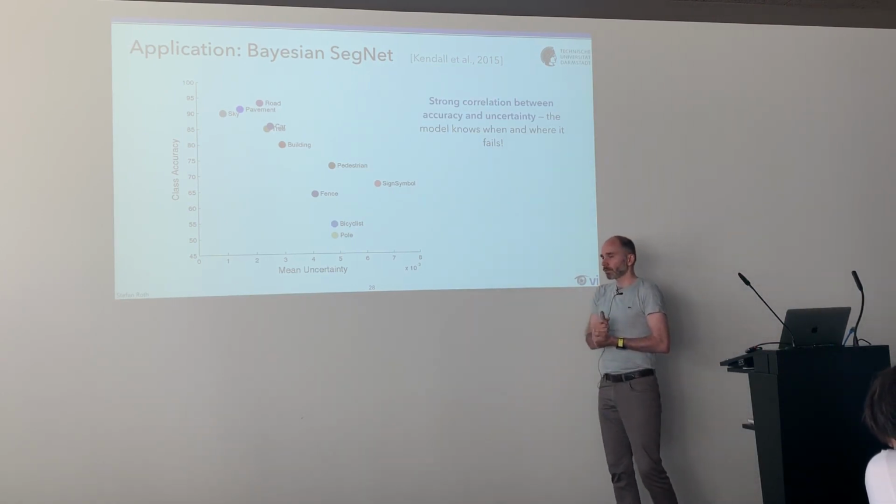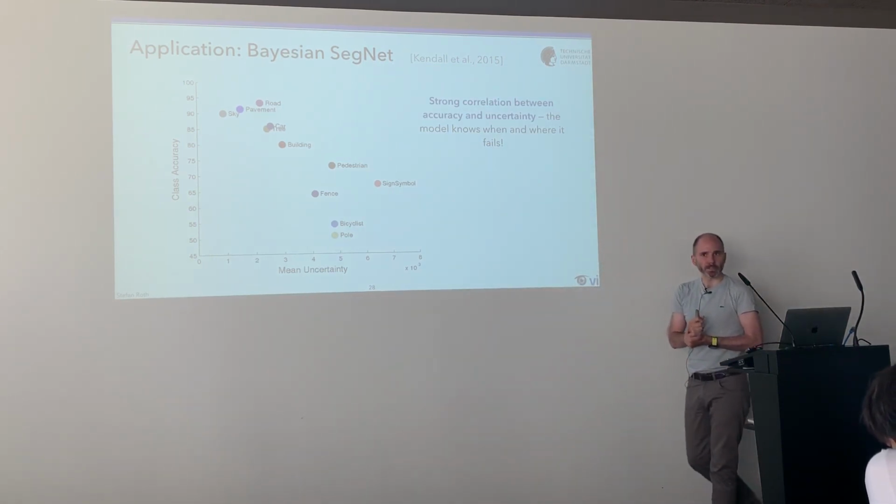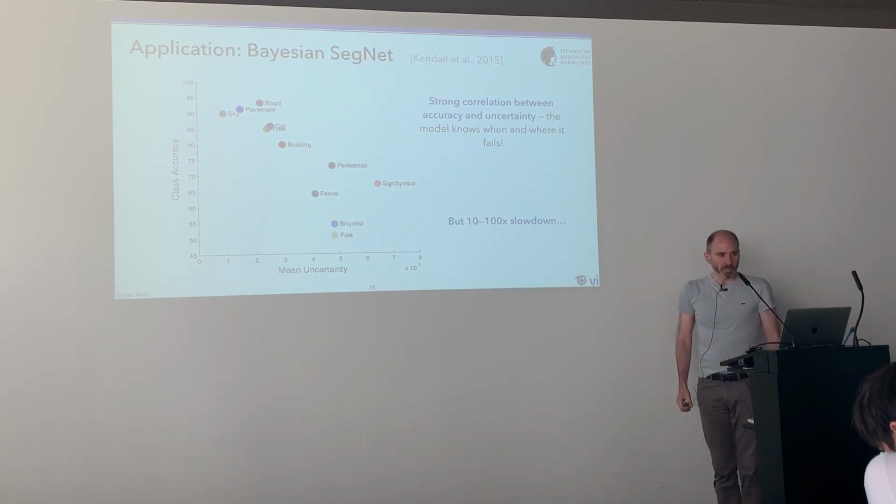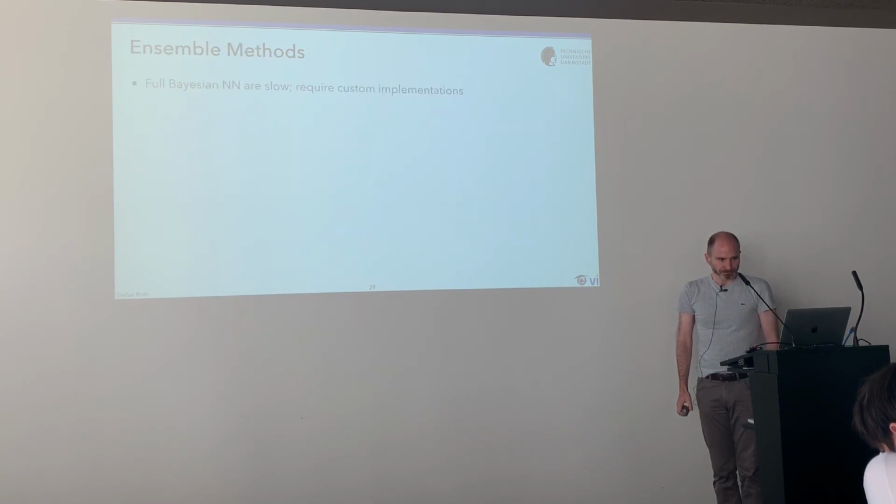But from a practical perspective, suppose you now want to design an autonomous car, and you want to put in one of these networks, and you need to run it 100 times in order to get a distribution. That's maybe a bit of a problem. Okay, so you don't necessarily want that large slowdown. So what can we do to make it more practical?